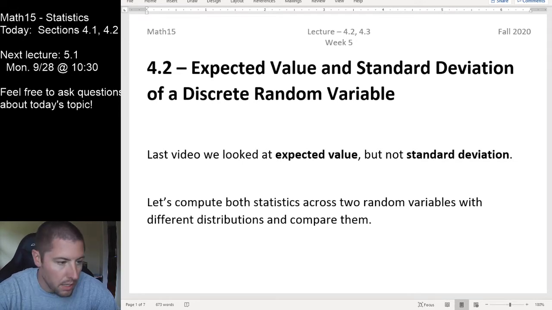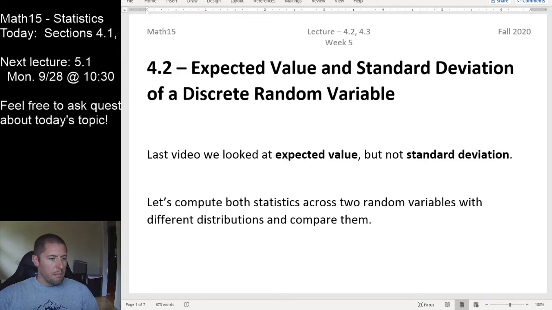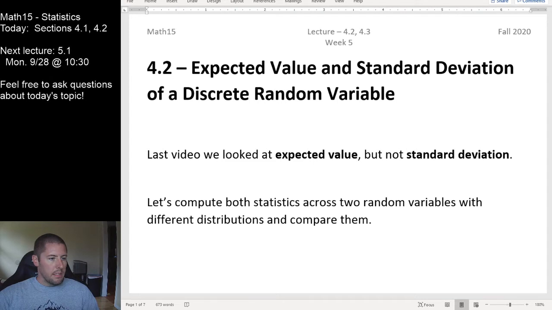All right. So we looked at expected value last video here, but we did not look at our standard deviation of a discrete random variable. So we want to go ahead and look at that today. We'll also look at section 4.3 today, which will be about the binomial distribution. How can we expect results to be distributed if there are only two possible outcomes and a known probability of success? So we'll pop into Excel for a bunch of calculations at the end of today.